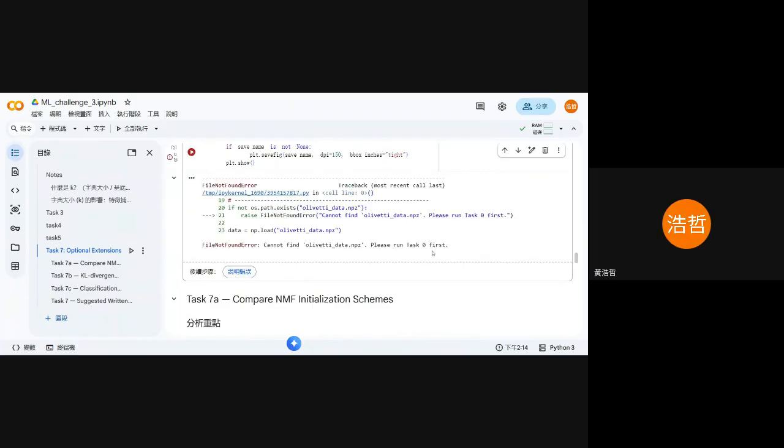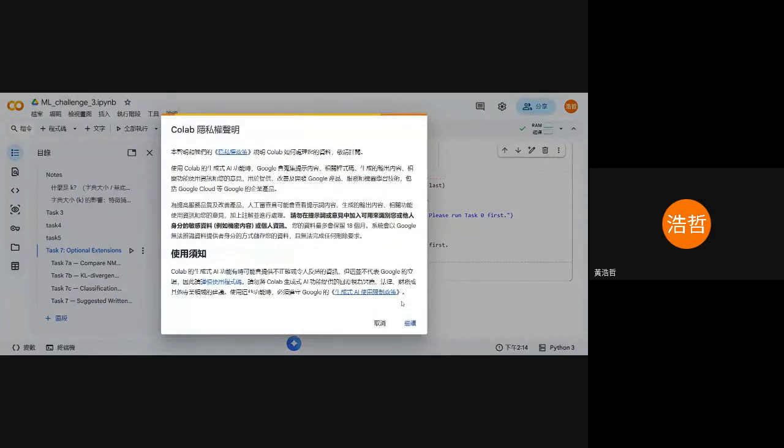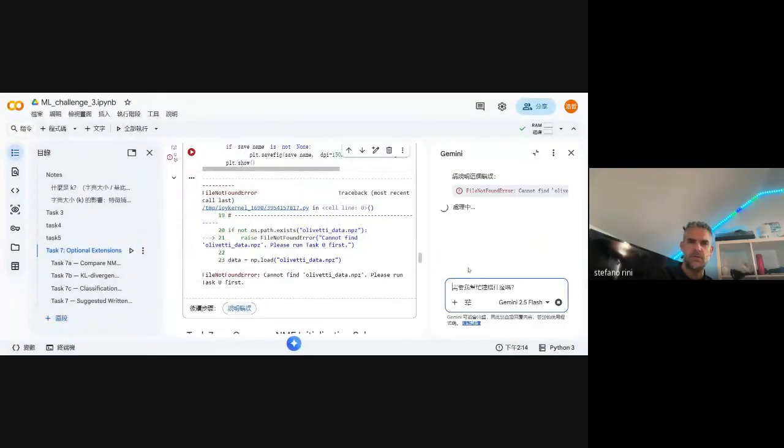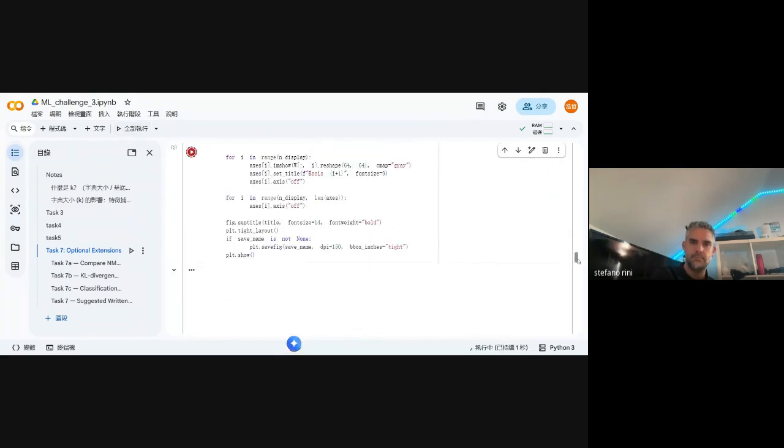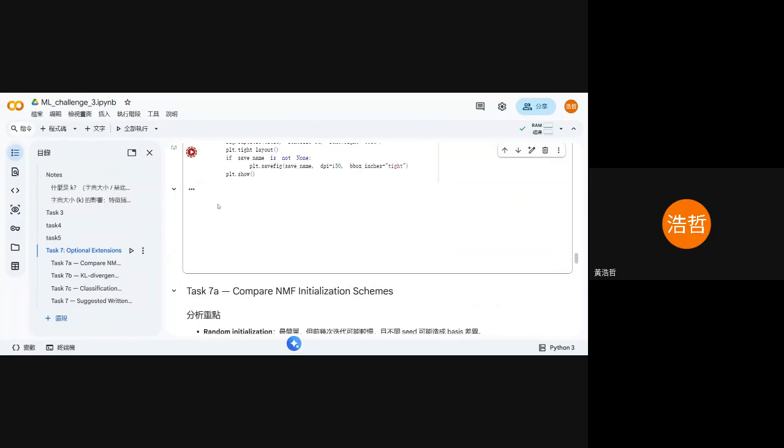Error. I don't know why. Yeah, you have to run the task 0 first. It's written there, right? Run task 0 first. I think it will take time.